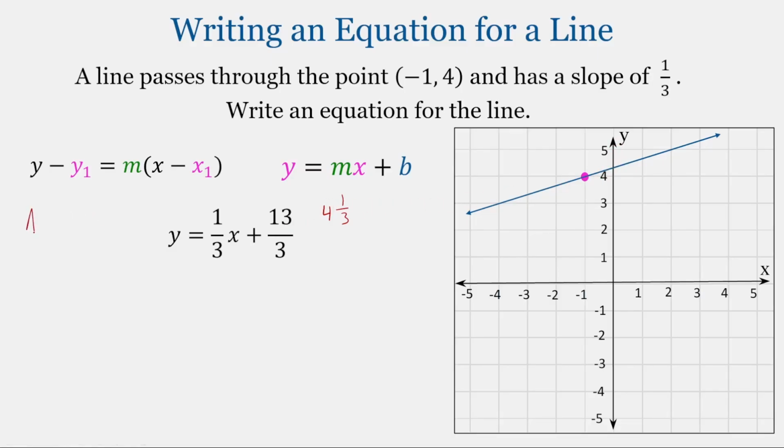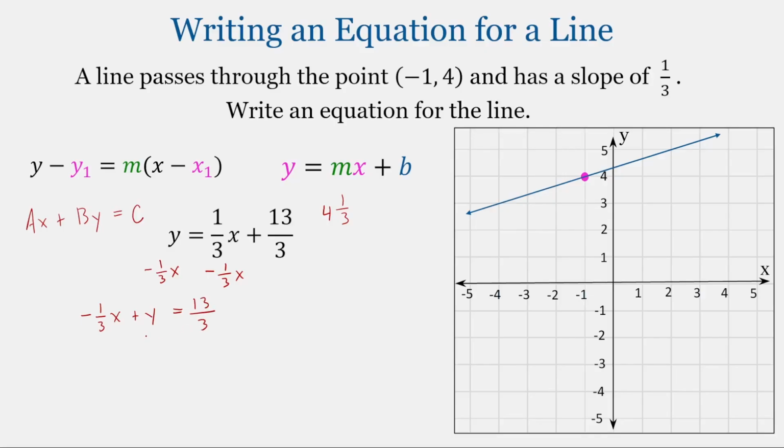But we can also write this equation in standard form. So that's ax plus by equal to c, where a, b, and c are all constants, they're all numbers. So let's start by gathering the x and y variables on the left side. So we'll subtract 1/3 x from both sides. We now have negative 1/3 x plus y equal to 13/3.